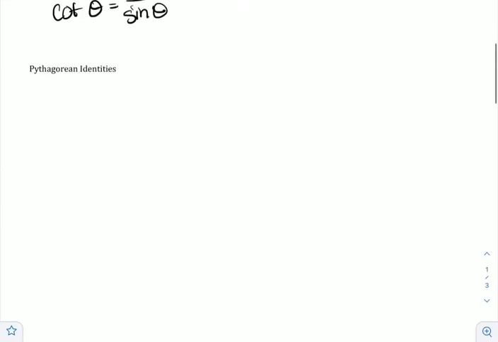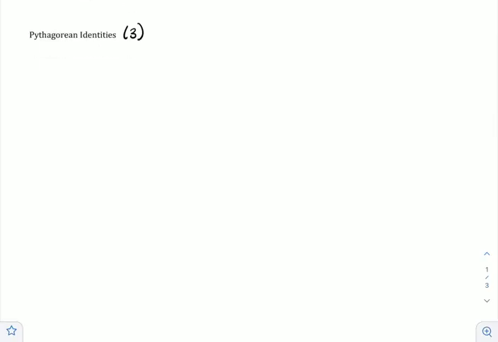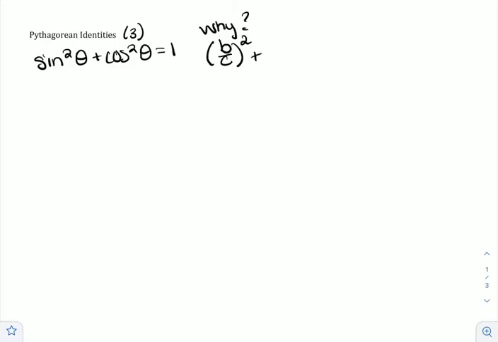And then we have 3 Pythagorean identities. So kind of the main one, and the one we're going to use the most, especially in the beginning of trigonometry, is that sine squared theta plus cosine squared theta is equal to 1. Okay, why? Again, let's plug in the definition. So sine theta is B over C, squared, plus cosine theta is A over C, squared.